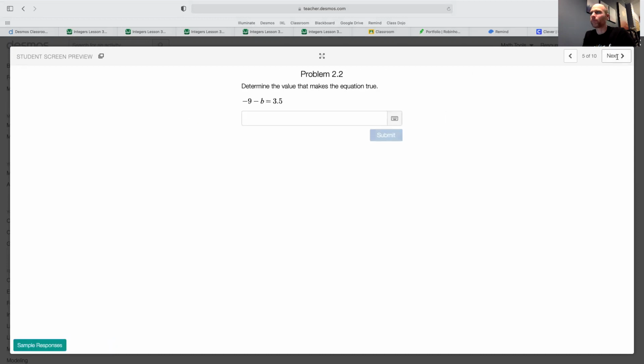Okay. Determine the value that makes the equation true. Negative 9 minus something equals 3.5. Now this one's pretty tricky. So let's draw a number line. And I'll put negative 9 way over here.